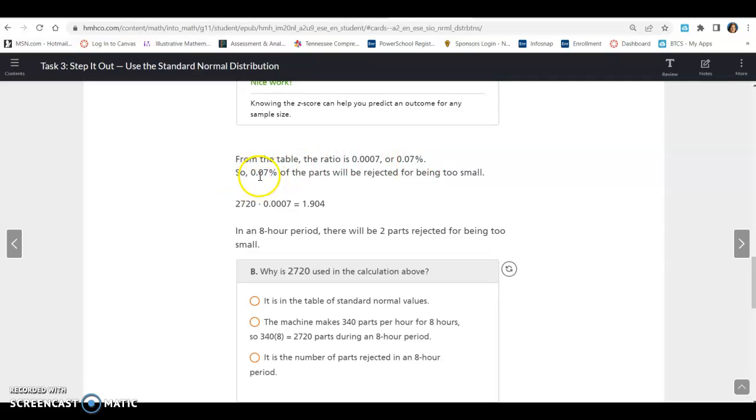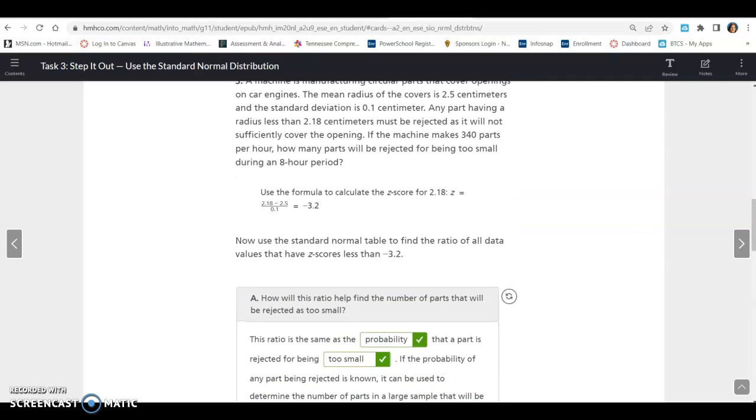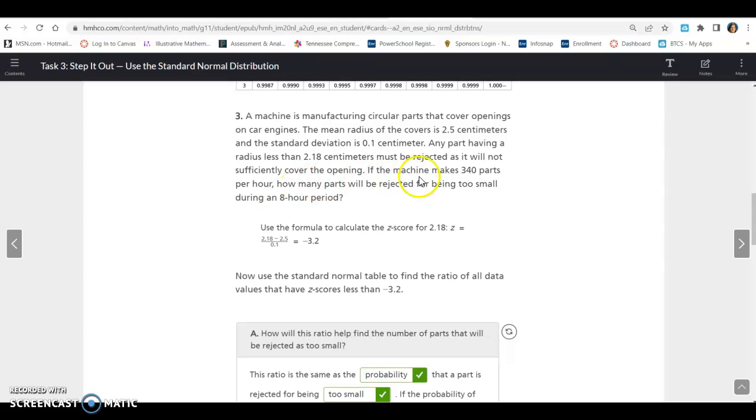Alright, so again, you move it 2 decimal places, gives you the percent, so 0.07%. So if you know that 0.07% of all parts will be rejected for being too small, then you have to take the number of parts and multiply it by that percent. So how do we know how many parts? It says there's 340 parts per hour. How many would be rejected for 8 hours? So like one work day.